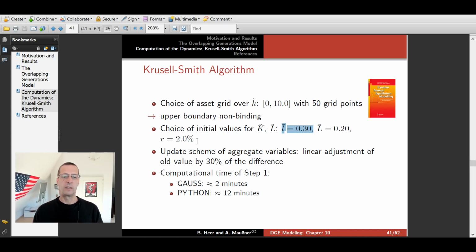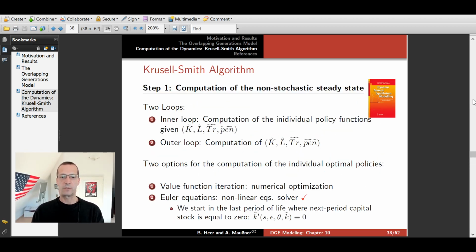And choosing an initial interest rate of 2%, we can use the first order condition of the firm with respect to capital, which sets the real interest rate R equal to the marginal product of capital minus depreciation. And from this equation, we can derive the capital stock because all the other variables are known. Now, when we have computed in the outer loop a first guess for K, L, transfers and pensions, we said transfers equal to 0 and pensions follow from the wage times the replacement rate.